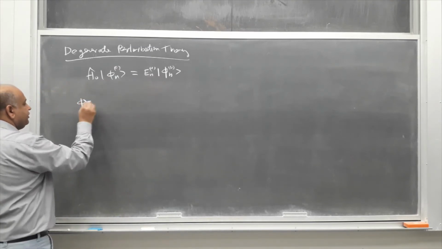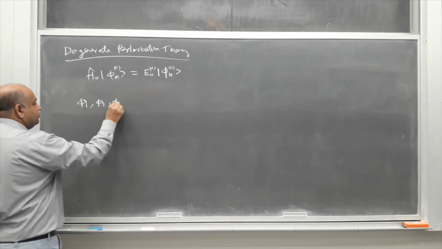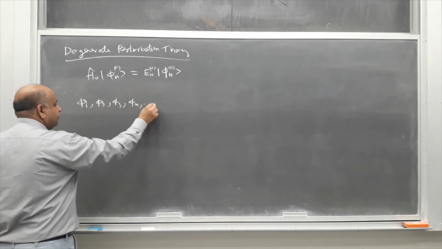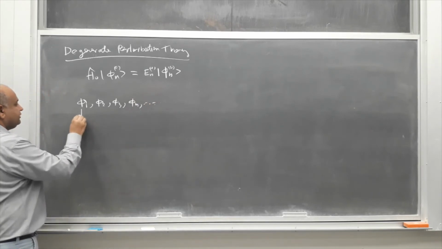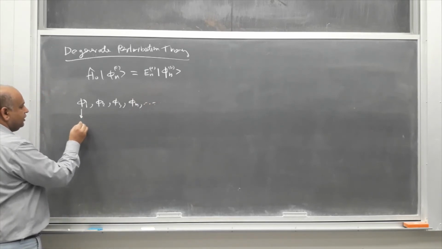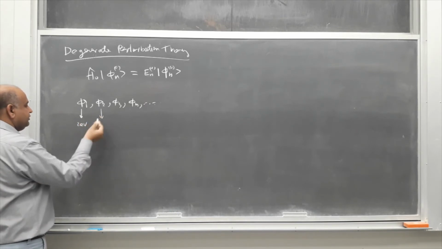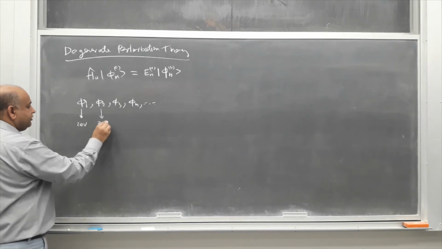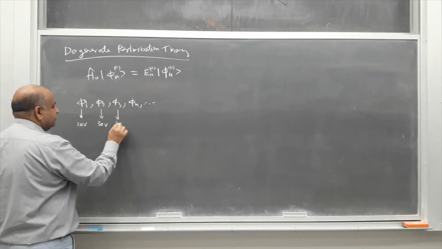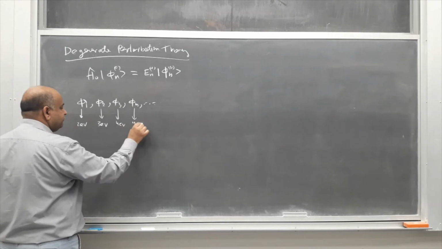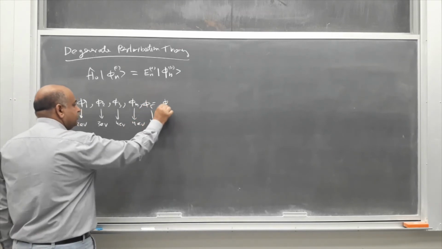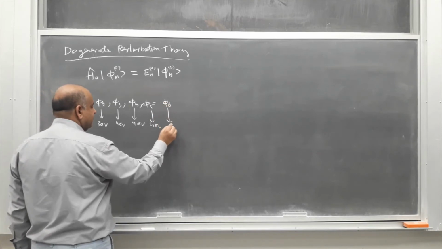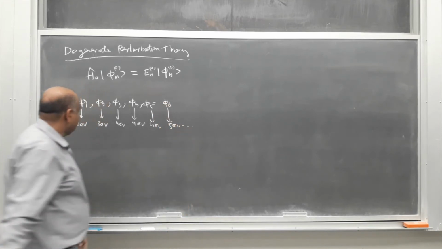for example, let me write it like this. So we have phi 1, phi 2, phi 3, phi 4, and so on. Suppose it's something like this. Suppose that this has some energy, let me call it 2 electron volt, this has energy, I don't know, 3 electron volt, and this has energy 4 electron volt. Let's say phi 5 has 4 electron volt, then phi 6 has again 5 electron volt, and so on.